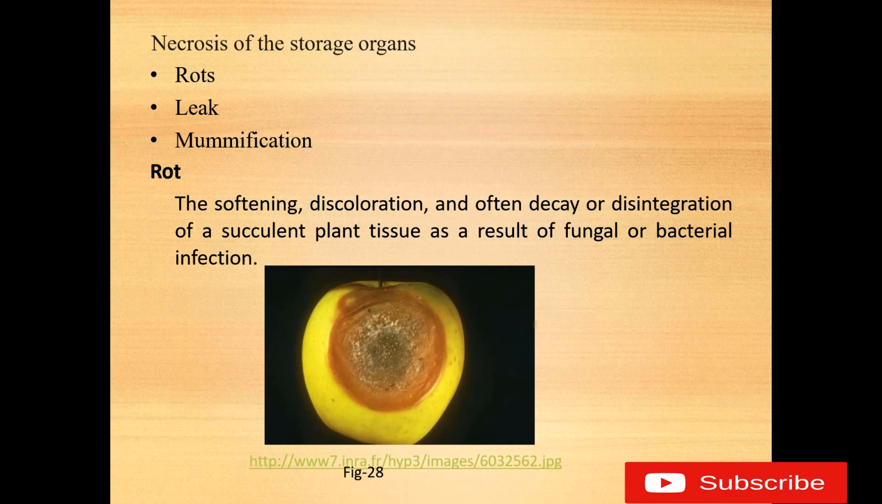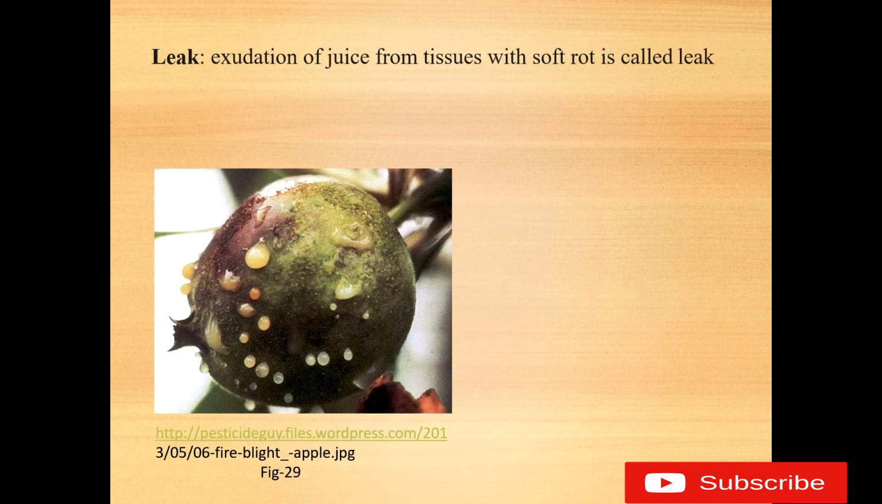And necrosis of storage organs. Once there are dead tissues in storage organs, it may cause rot. Rot means softening, discoloration and decay. Mostly you can see it in fruits. Once we keep fruits for a long time, you can see this kind of decaying of fruit tissues, known as rotting, which sometimes causes a smell. And leaking means the exudation of juices.